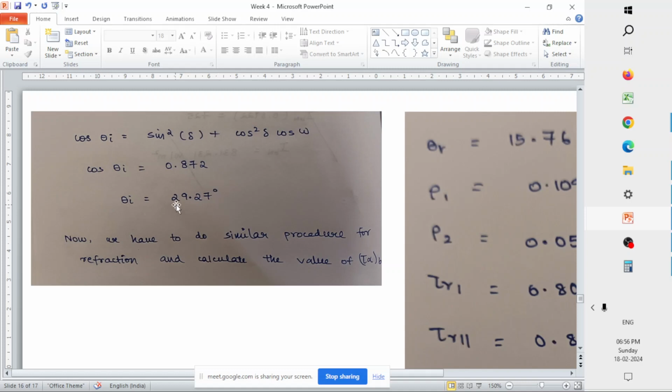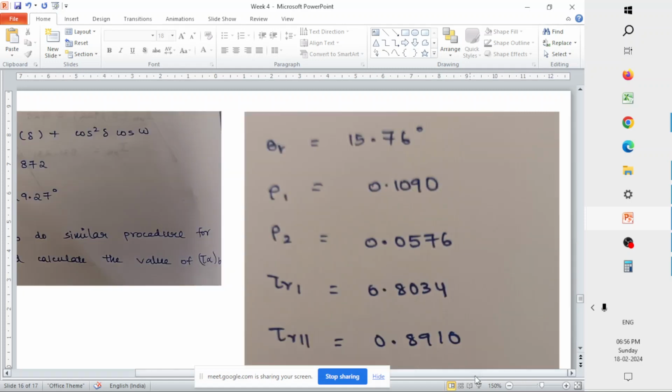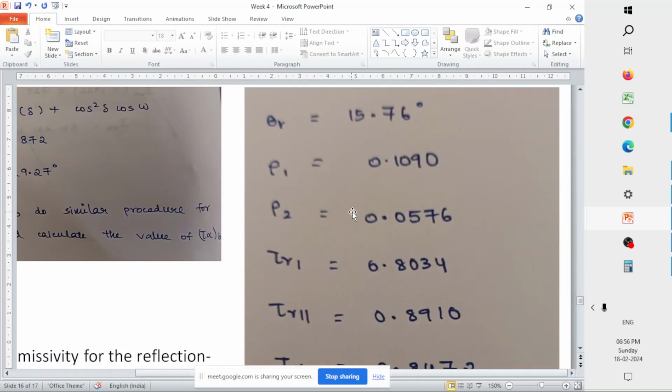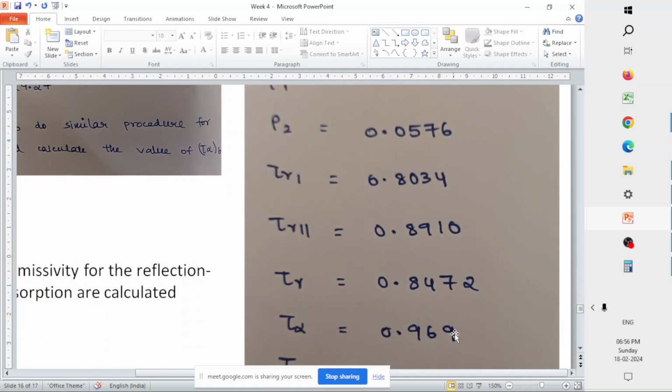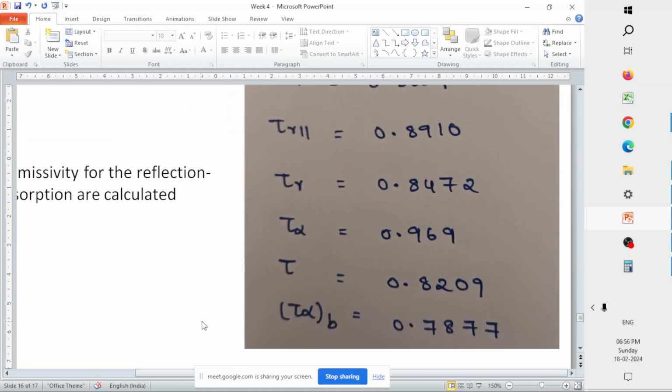Your receiver will indeed have your transparent glass cover, absorber plate, and then your fluid tubes, because that is what is going to take up the useful heat gain for your applications. So you need to repeat the procedure. Since the light is going to be incident onto the transparent glass cover, it will undergo refraction. Similar to what we have done yesterday, or what we saw today also, you need to calculate the value of theta r, rho 1, rho 2, tau r1, tau r2, tau r, tau alpha, and the tau alpha b.